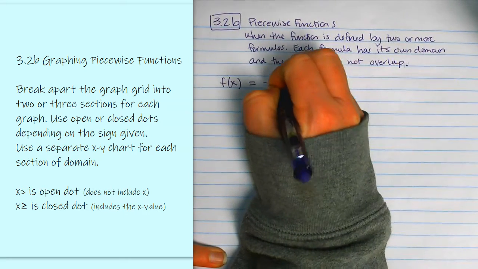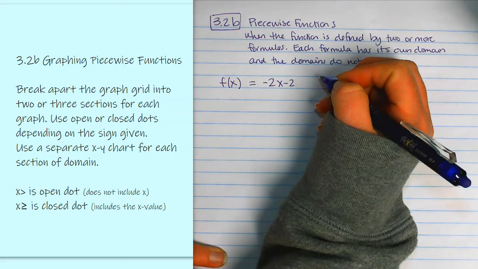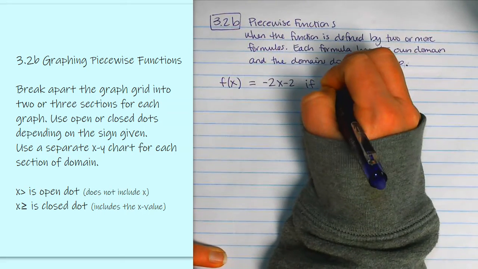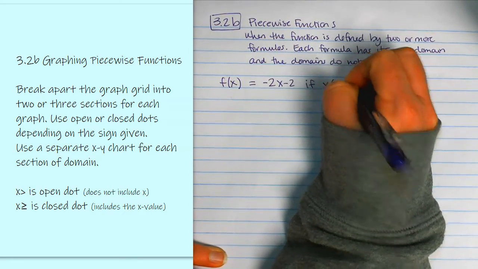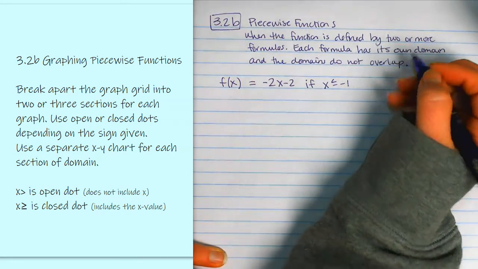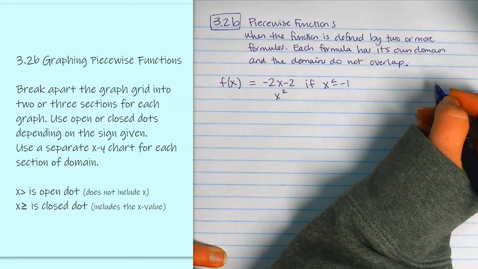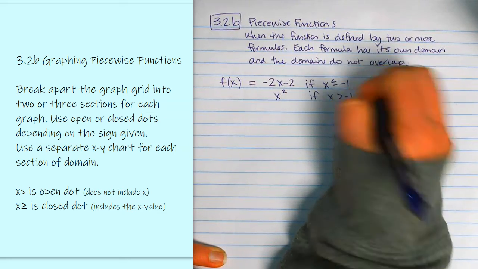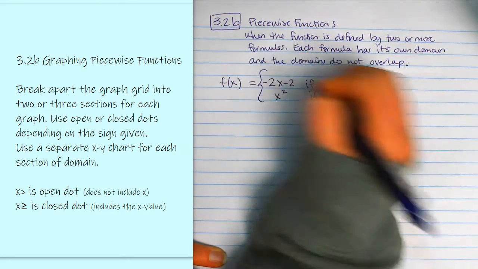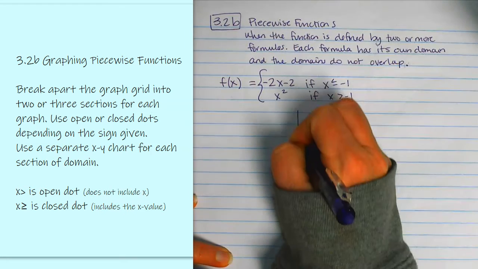One piece is going to be a line, negative 2x minus 2, and that's for values where x is less than or equal to -1. If x is bigger than -1, it's going to be a parabola, x squared. So the function has 2 pieces in it. It's like the XY chart is split into 2.